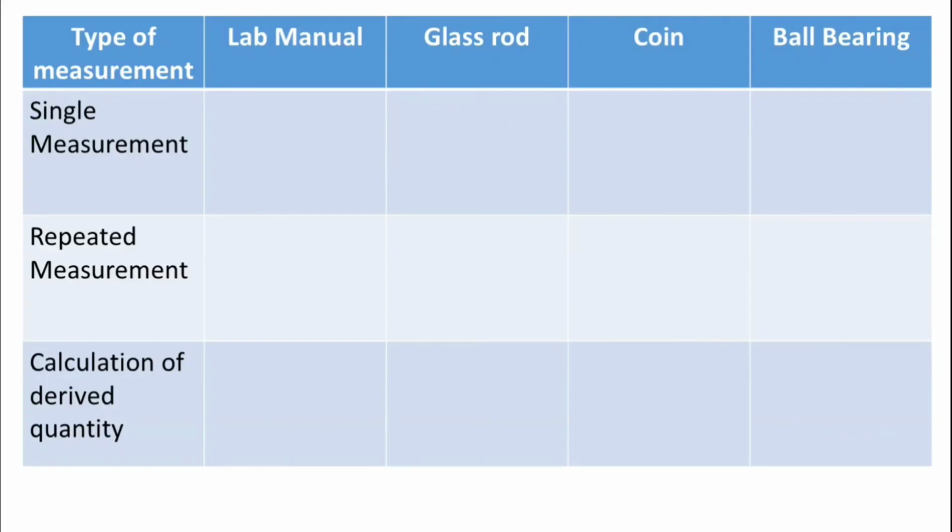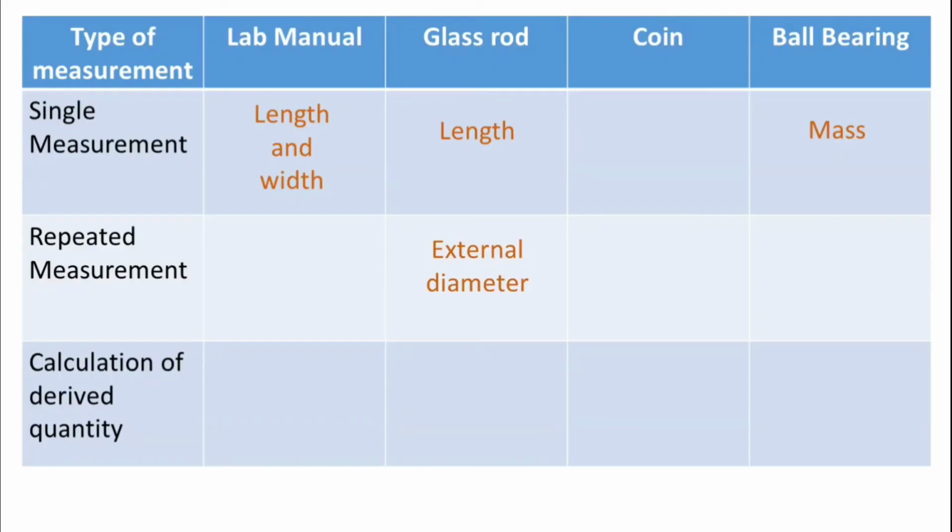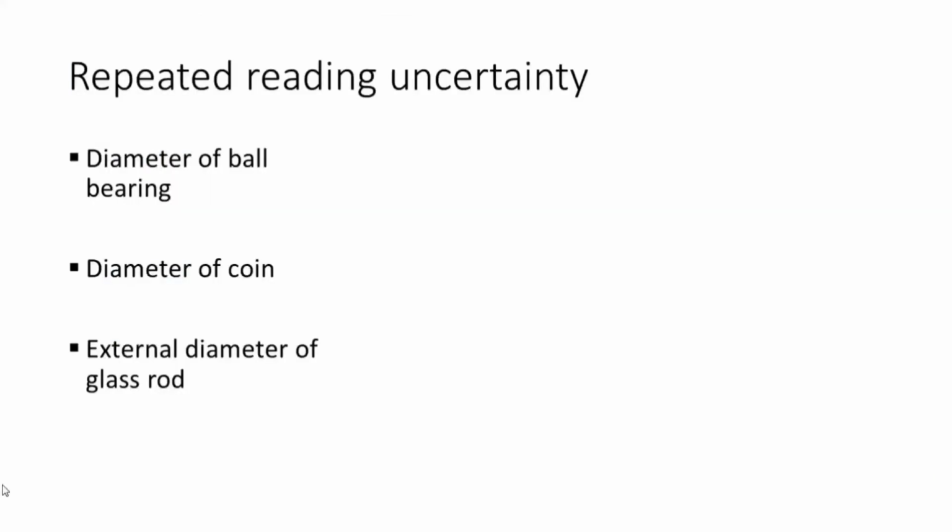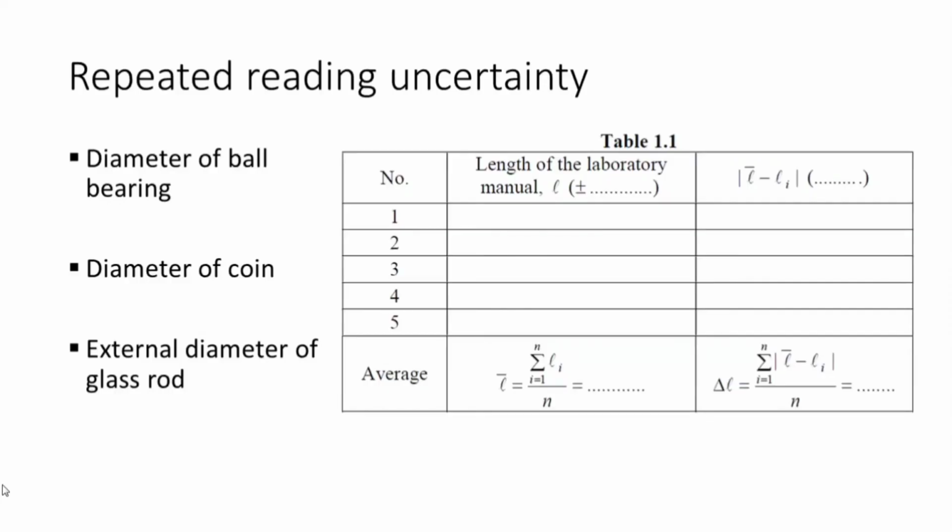For single reading measurement, you are going to measure the length and width of the manual, the length of the rod, and the mass of the ball bearing. In the repeated reading measurement, you are going to measure the external diameter of the rod, the diameter of a coin, and the diameter of the ball bearing. You can use this table to record your measurement, one table for each item.